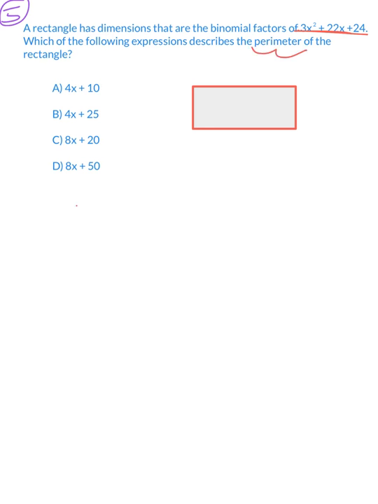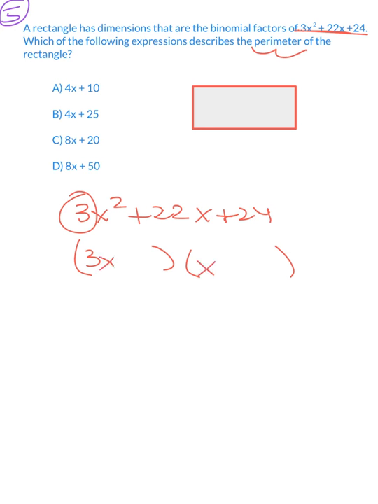So let's start with 3x squared plus 22x plus 24, and they already tell us that we need to factor that. So let's set that up. I know the only way you can get to 3 is 3 and 1, so I have 3x and x. My signs are the same. They're both a plus. So I put a plus here and a plus here. Now I have lots of factors with 24. I have 24 and 1. I have 12 and 2. I have 8 and 3. I have 6 and 4.